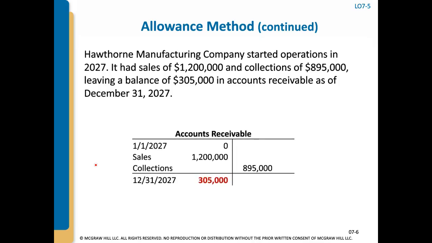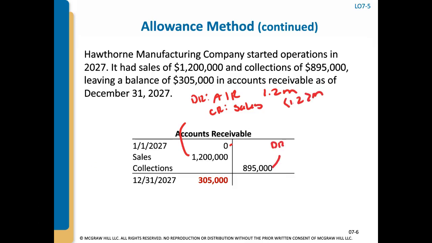So let's go through an example. Hawthorne Manufacturing Company started operations in 2027. It had sales of $1.2 million and collections of $895,000, leaving a balance of $305,000 in accounts receivable as of December 31st. So we started at zero, we made sales. I just want to go through the journal entries so you get used to these. This 1.2 would have been debit accounts receivable, credit sales, right? That's this 1.2 million.